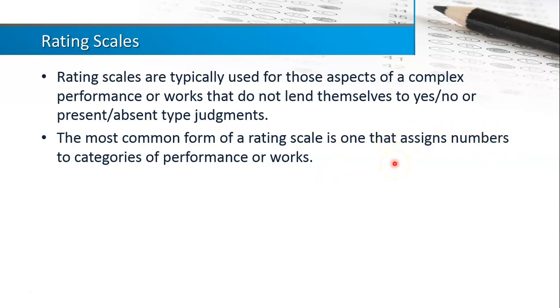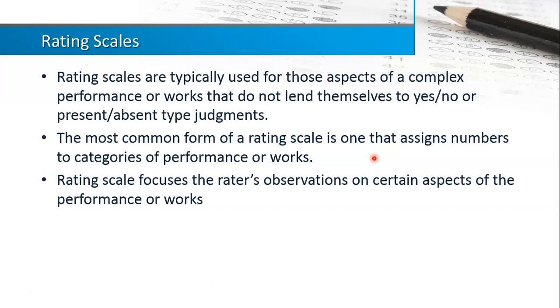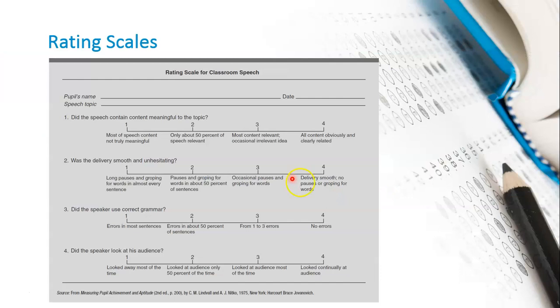Okay, you normally give a bigger number if the thing represents good quality, and a smaller number or smaller score with a poor quality. So with a rating scale, it will make the raters focus on the observation of a certain aspect of the performance or work. Okay, so this is an example of a rating scale here.